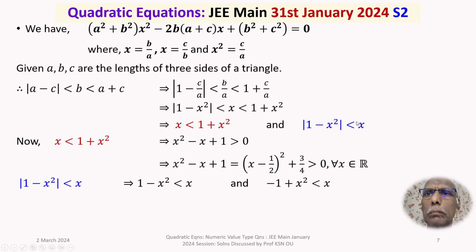Mod of 1 minus x square is less than x. So when 1 minus x square is positive, then mod of 1 minus x square is 1 minus x square less than x. And when 1 minus x square is negative, mod of 1 minus x square is minus of, in brackets, 1 minus x square, that is minus 1 plus x square less than x. So the first one will give you x square plus x minus 1 greater than 0, and this will give you x square minus x minus 1 is less than 0. So these are the two inequalities we got, and we'll discuss further in the next slide.